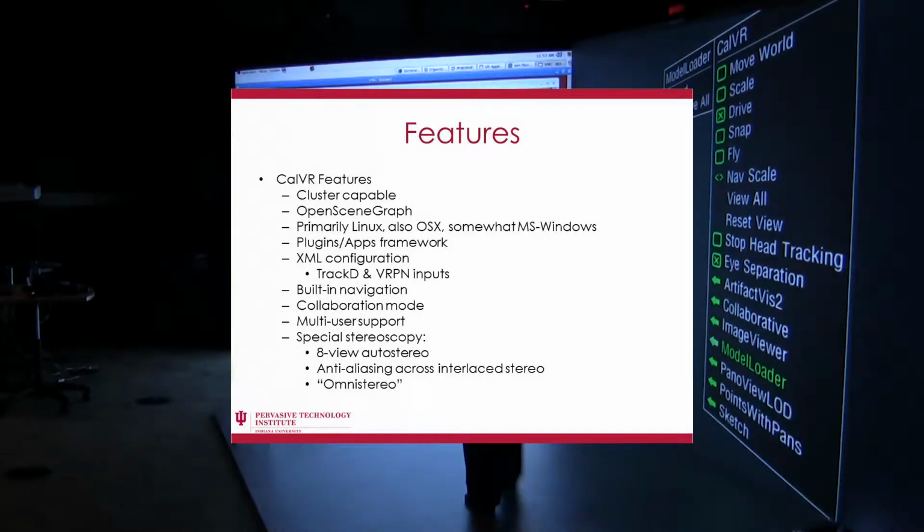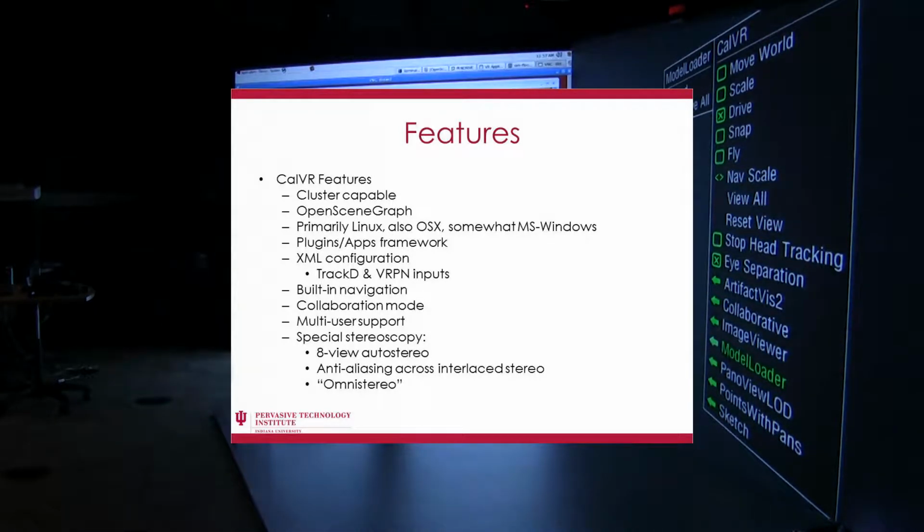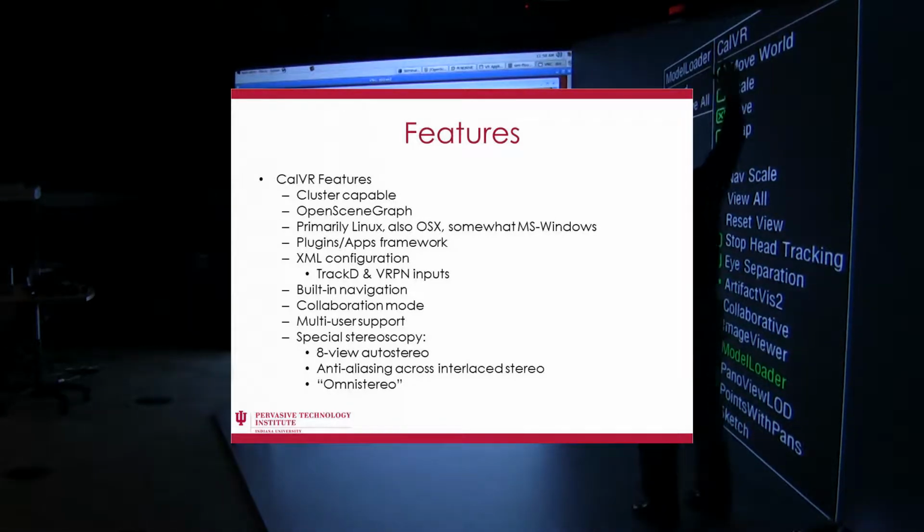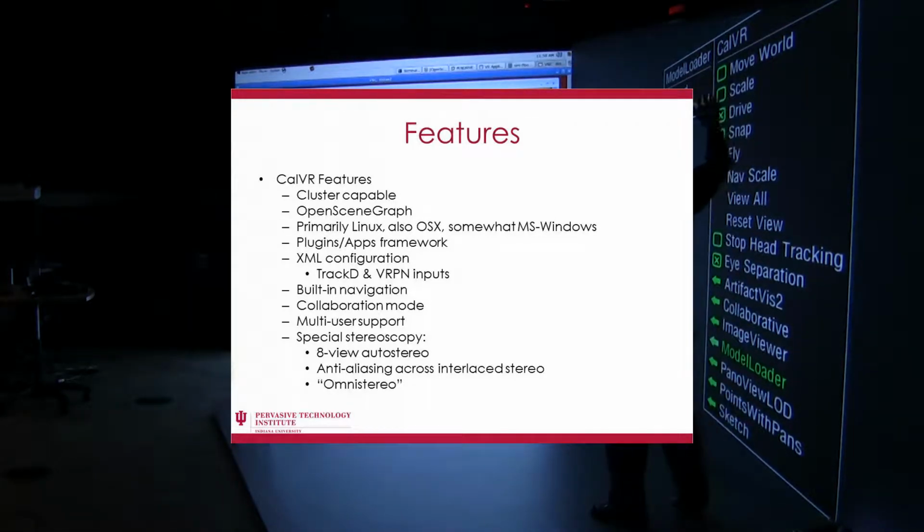The configuration file itself is XML based. They have two types of inputs, TrackD and VRPN, and mouse as well. It has built-in navigation features. You get a choice of 5 to start with.